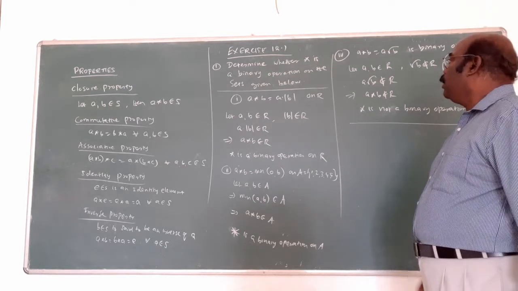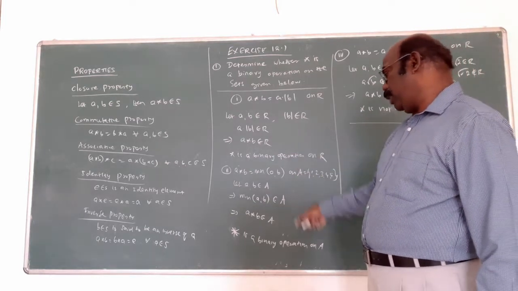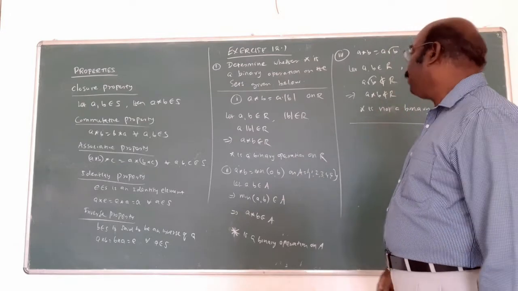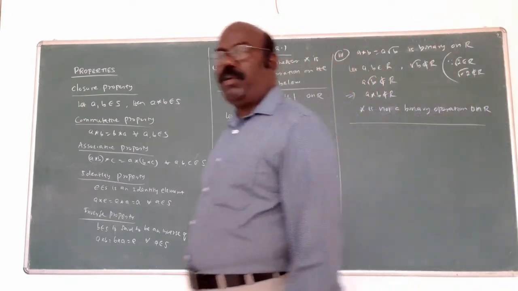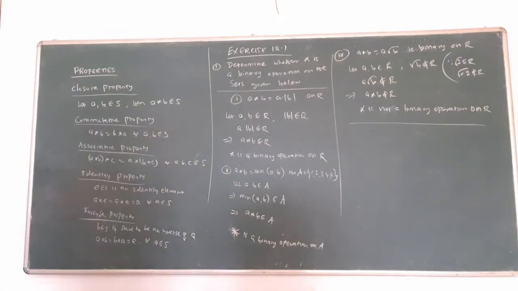First question over. These are 3 questions. The first 2 are binary operations. The third question is not a binary operation. These are 2 more questions. Simple concept.